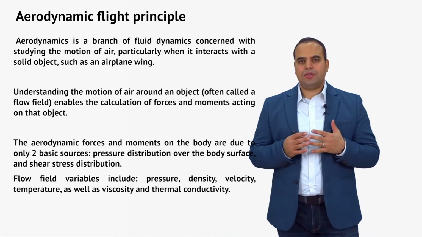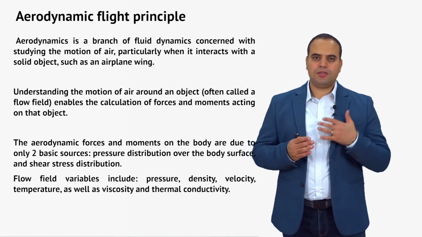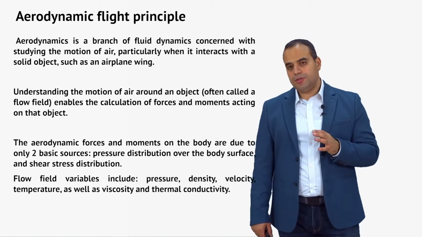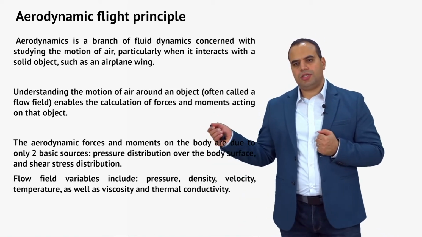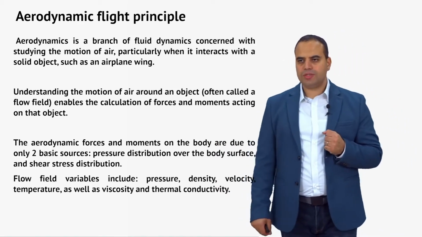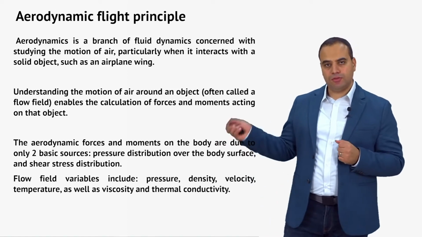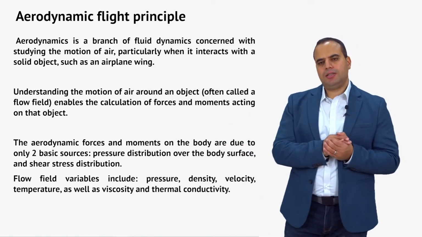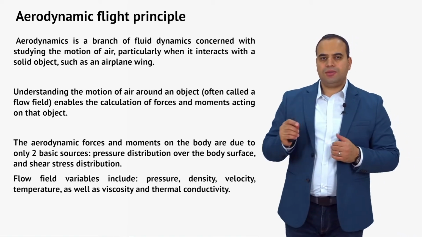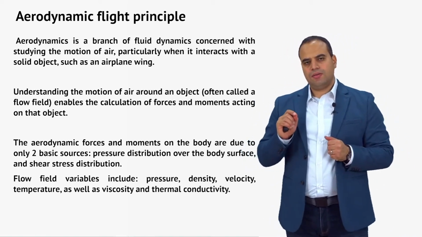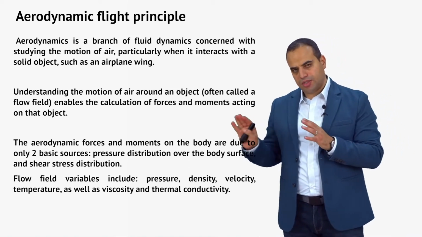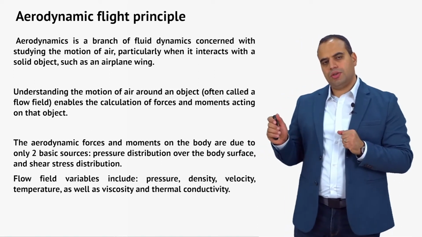And this interaction is basically what creates the lift, and we're going to see how this happens. So understanding the motion of air around an object enables the calculation of forces and motions acting on that object based on the flow field, right? This is called the flow field, and it includes certain values of specific flow field variables. These are specific numbers we're concerned with in order to understand the lift.